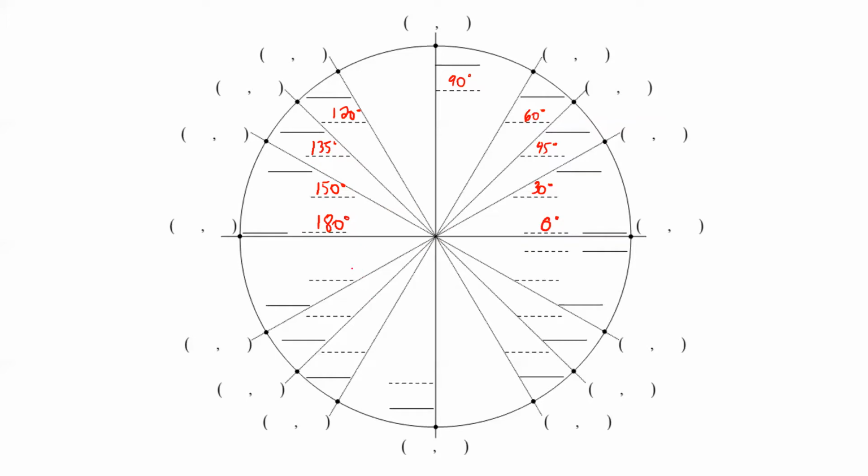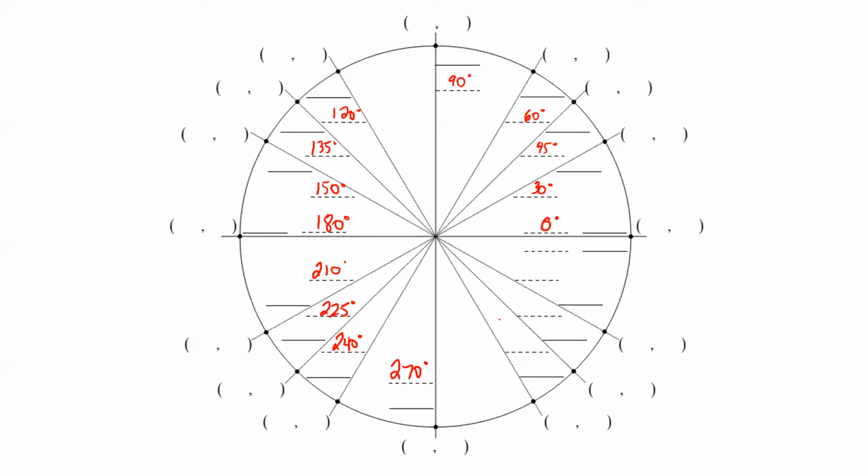Notice this one is 30 degrees more than 180, so 210. This one would be 45 degrees more than it, so it's 225. 60 degrees more than it would be 240. And then, of course, 90 degrees more than it brings us down to 270 degrees.